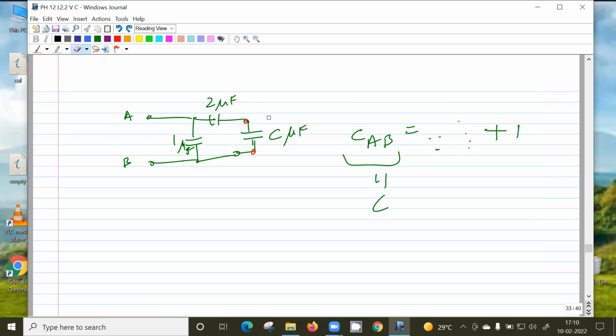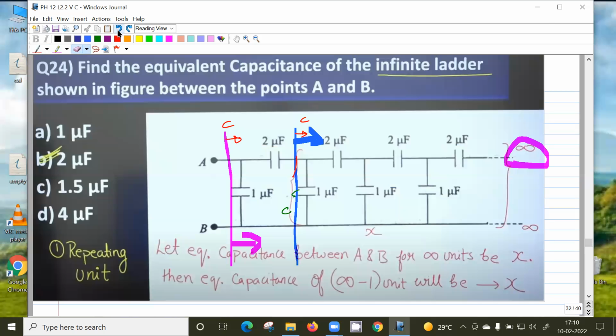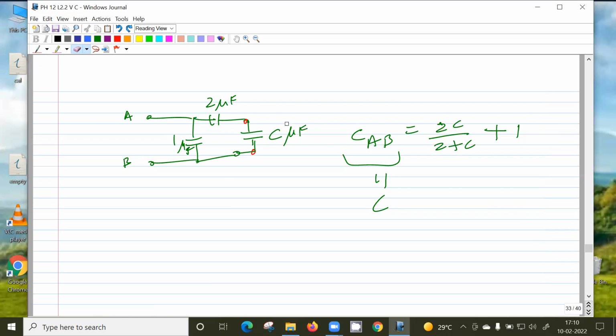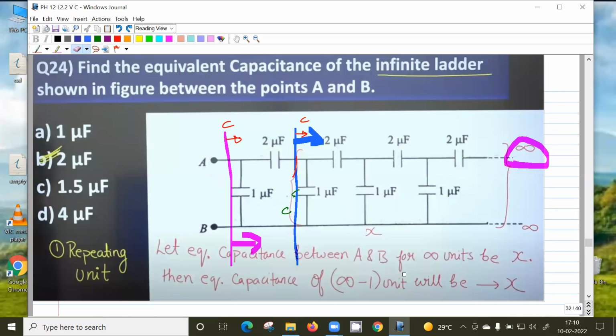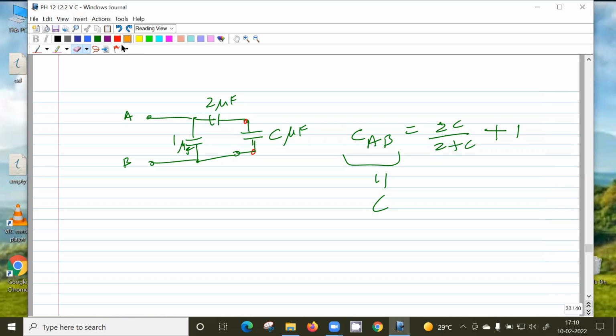2 and C are in series, so the combination is 2C by 2 plus C, and this is parallel with 1. So that is the capacitance across AB, and that is same as C. Okay, so this you have to solve for C. Just solve this one, you'll get the answer.